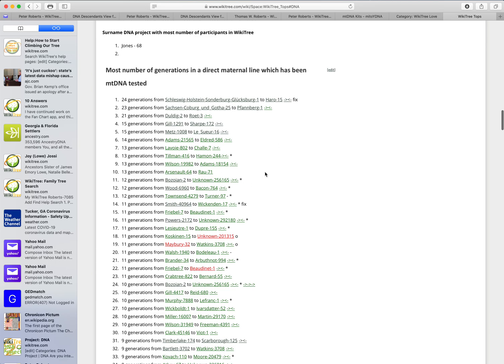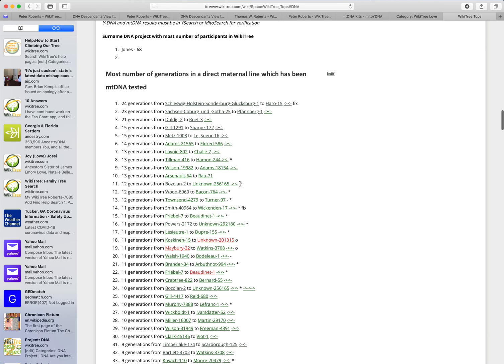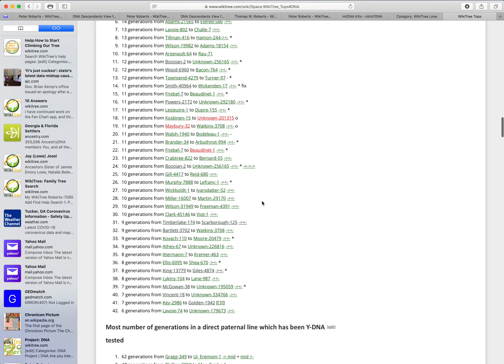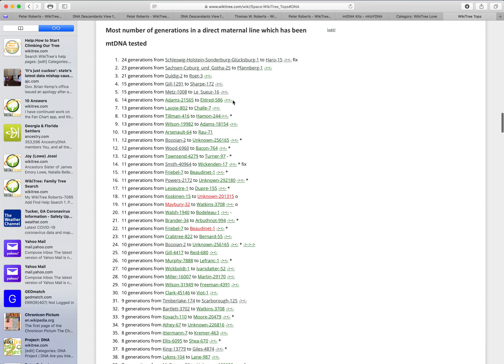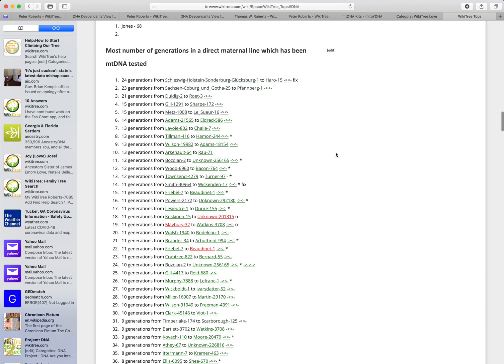So wherever you see an asterisk, that means there's a mitoYDNA ID associated with it. And wherever you see this symbol here, this is the relationship between this person and this person. Anyway, I'm going to look at King Richard III. I know that he's done a mitochondrial DNA test, but he is actually right.